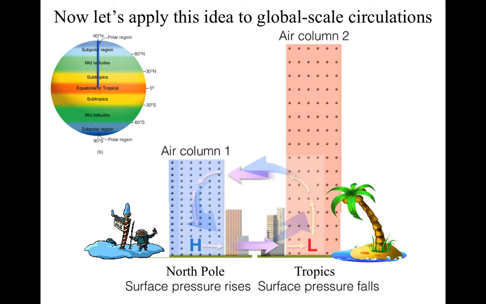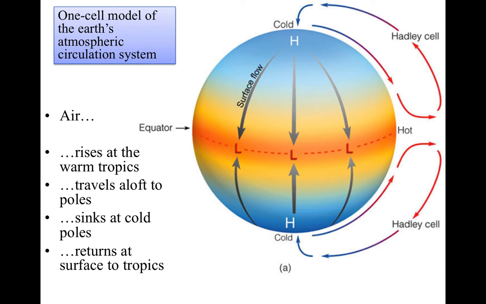Now we can apply this to global scale circulations, where we have warm tropical columns of air. Therefore, we have higher pressure aloft, causing a pressure gradient to move air towards the polar columns, which are cold, and have lower pressure aloft. This causes more molecules to pile up in the polar columns, causing high surface pressure, and then you get a pressure gradient pushing air back towards the lower surface pressure in the tropics to get a thermally direct circulation. This is ultimately called the one-cell model of the Earth's atmospheric circulation system. It's a conceptual model where you have air rising in the warm tropics, traveling aloft towards the poles, cooling, coming down to the surface, and returning the flow back to the tropics.